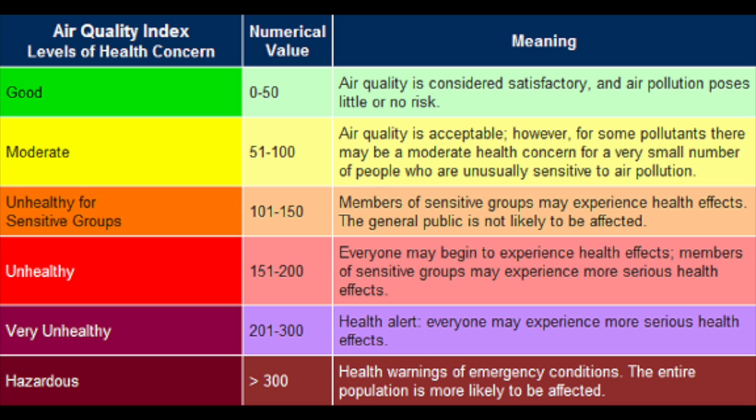Orange is a score from 101 to 150, indicating that sensitive groups such as the young, elderly, or those who are already sick or compromised with cardiac and respiratory illness should limit their activity. Red is a score from 151 to 200, indicating unhealthy conditions for all groups.